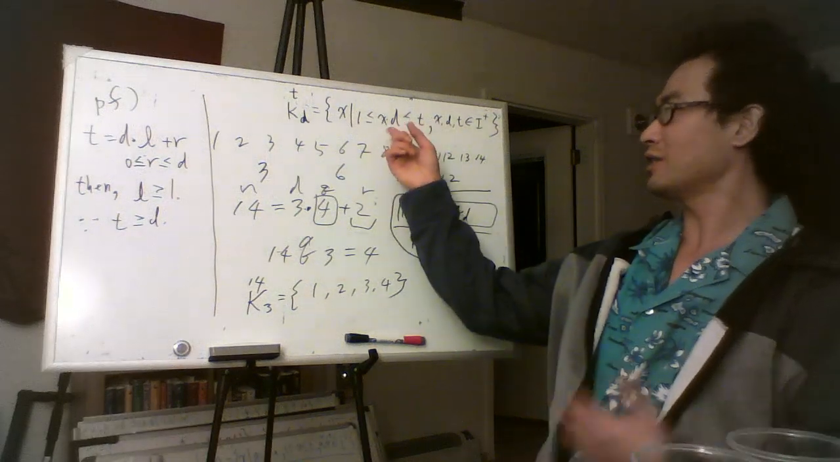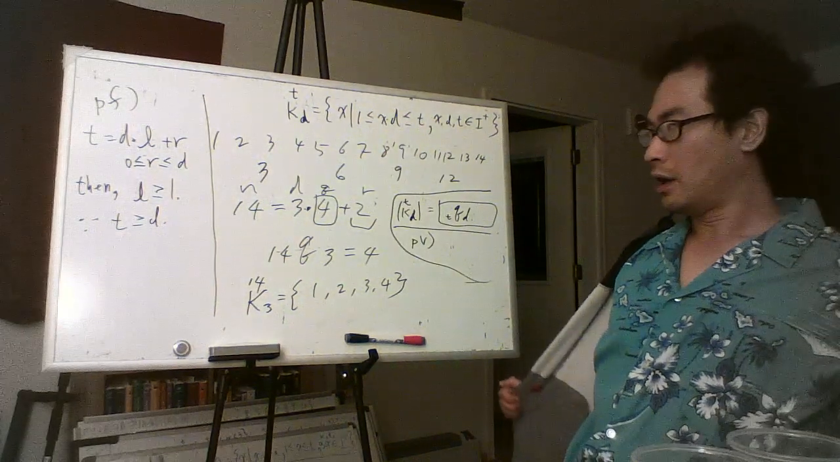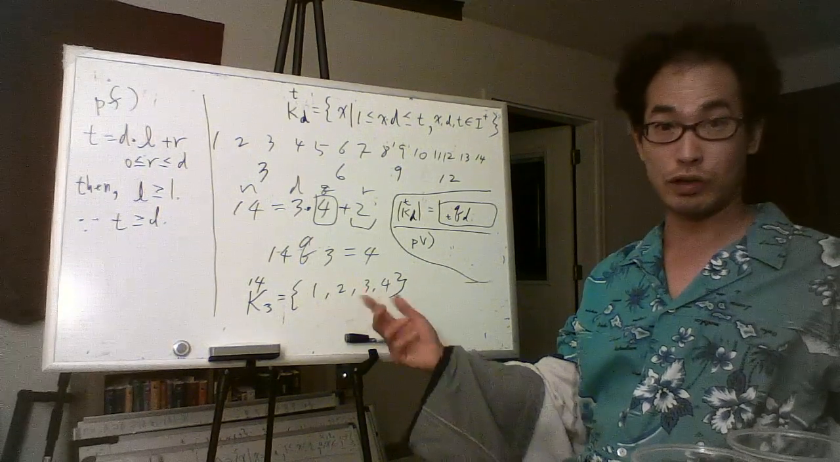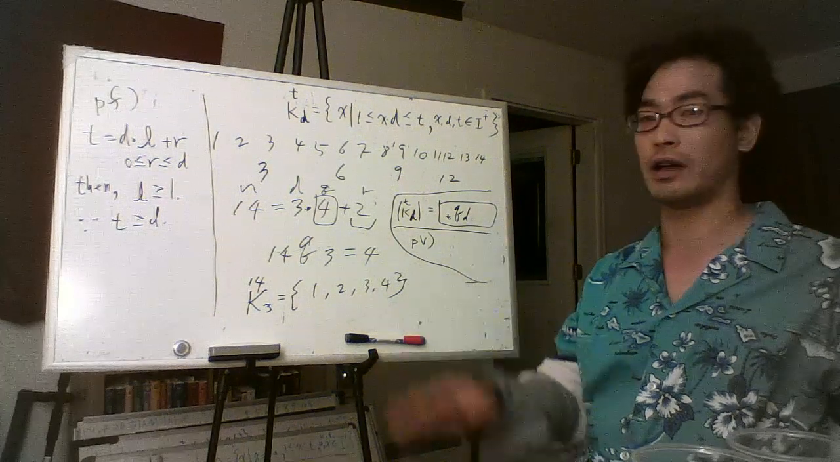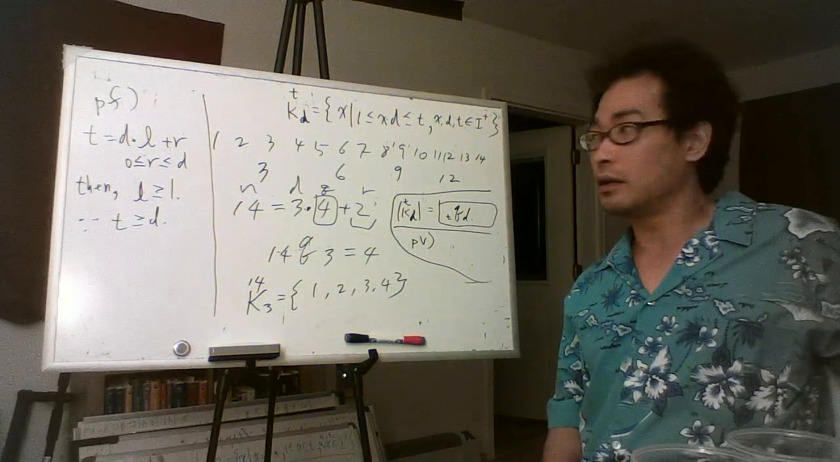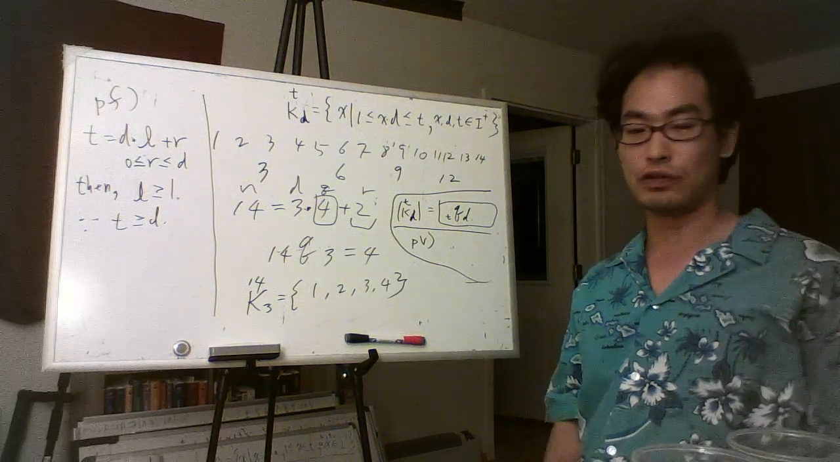You see, yeah, I think it's a proper definition because if you divide 1 and 2 by 3, the quotient is 0. We don't care about that. We exclude 0. Alright, why? Because it's not useful to us.